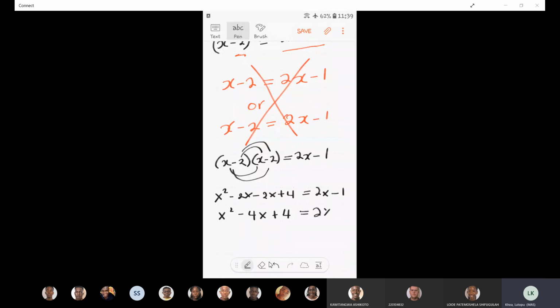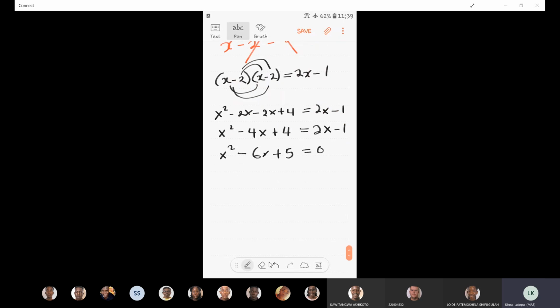This is equal to 2x minus 1. Then you can subtract 2x on both sides. You get x squared minus 6x. And then you add 1 on both sides. That's 5. This is equal to 0.